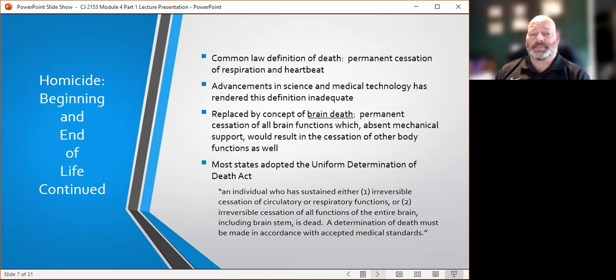Most states have adopted the Uniform Determination of Death Act, which states that an individual who has sustained either an irreversible cessation of circulatory or respiratory functions or irreversible cessation of all functions of the entire brain, including the brainstem, is considered dead. A determination of death must be made in accordance with accepted medical standards.